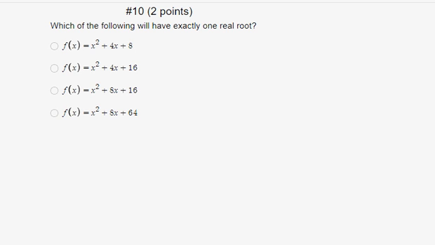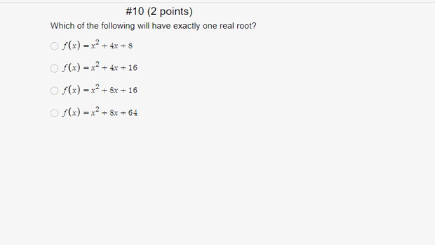All right, which one will have exactly one root? So again, on this one, we need to look at our discriminant. Exactly one root means we're looking for a discriminant of 0, one real root. So let's look at our first one.